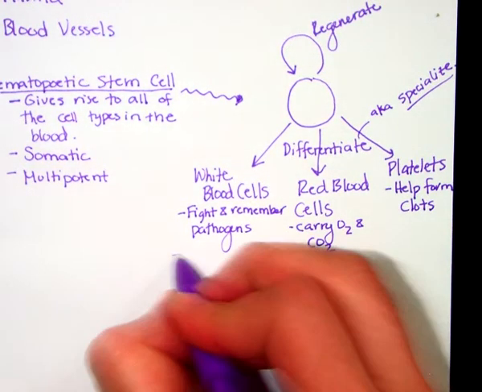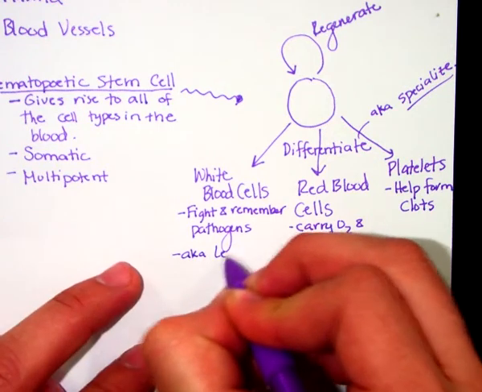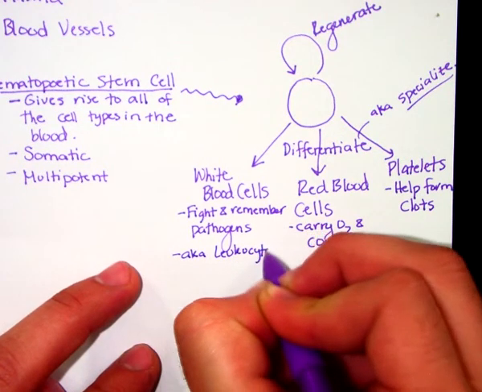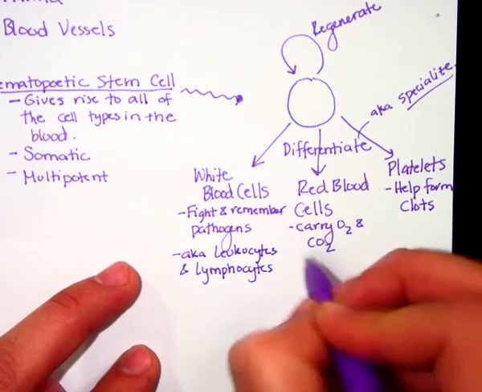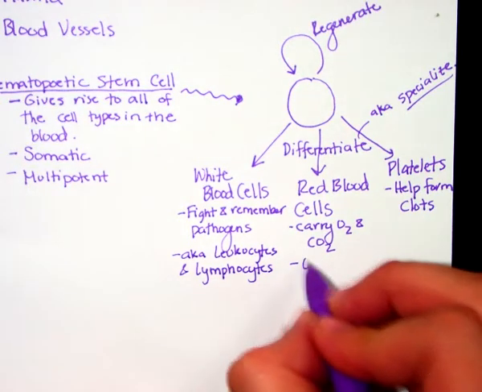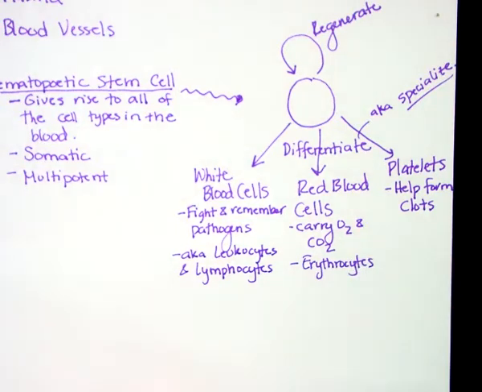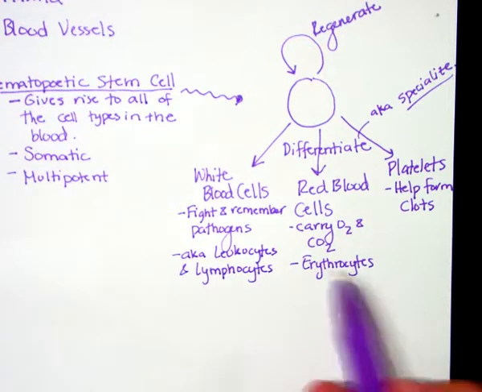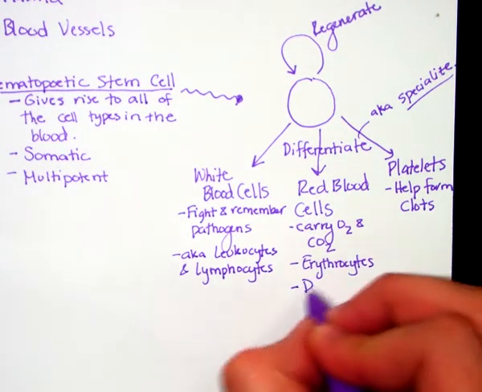So other names that you'll see for these white blood cells are leukocytes and lymphocytes. So they're also known as leukocytes and lymphocytes. Red blood cells are known as erythrocytes. And platelets are just known as platelets. They don't have a fancy name. Okay. And if you want to write a note to yourself, red blood cells, they don't have DNA, but the other ones do.